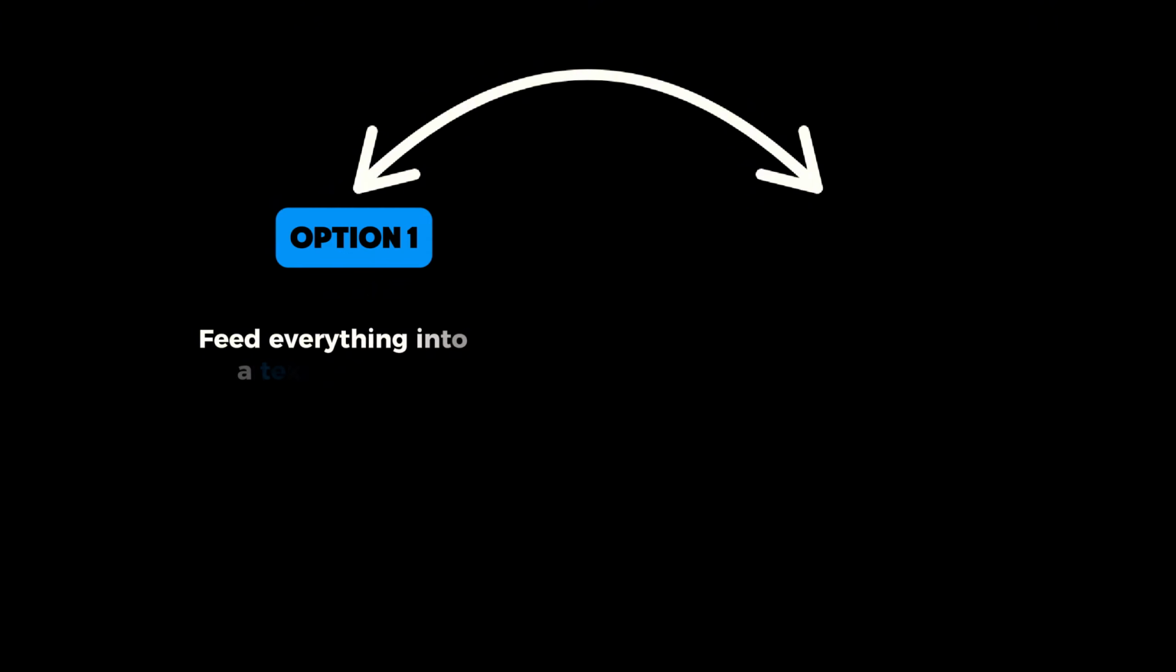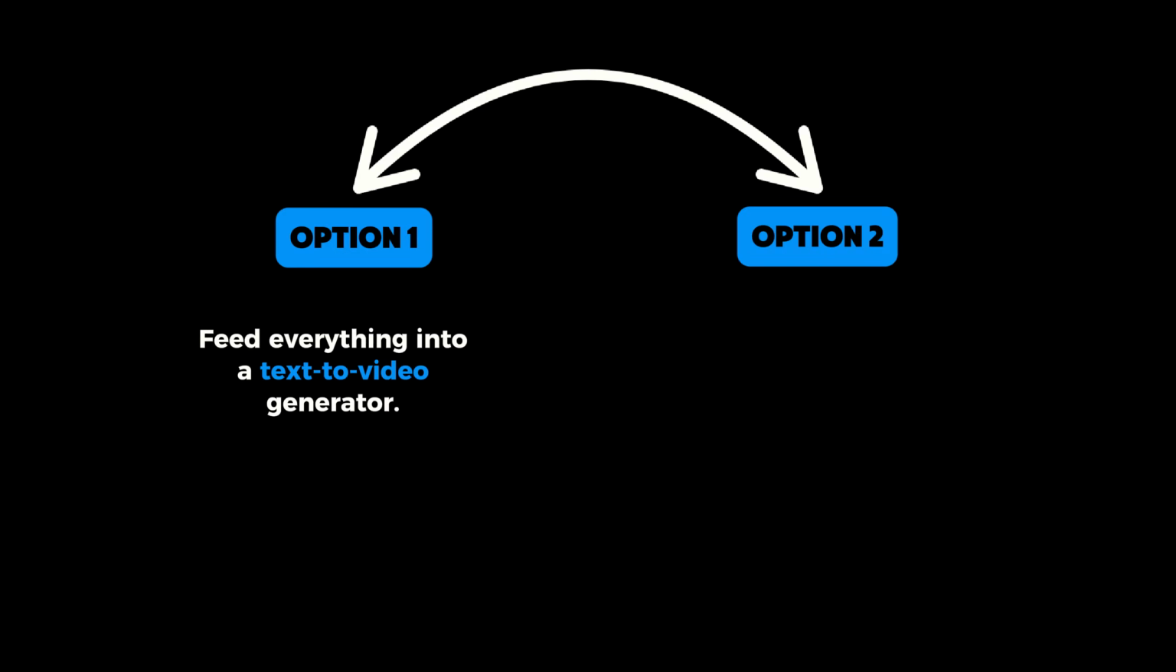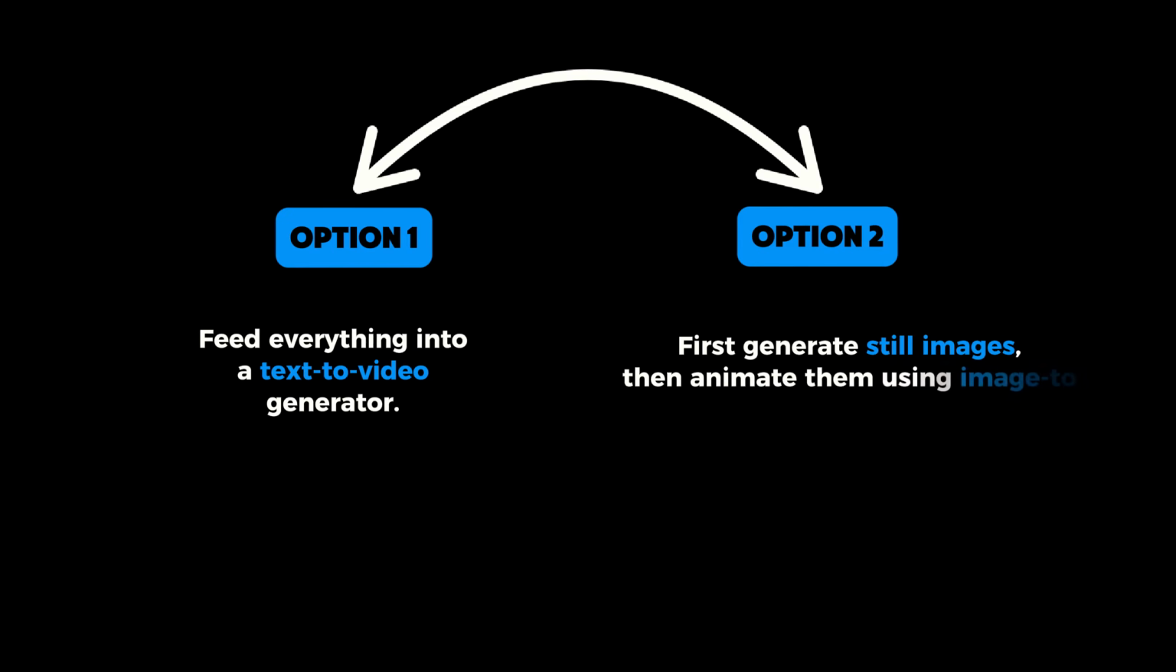You've got 2 paths here. Option 1, feed everything into a text-to-video generator. Or option 2, recommended. First generate still images, then animate them using image to video. You'll get much better consistency and control. Use these 2 prompt templates to systemize your workflow.